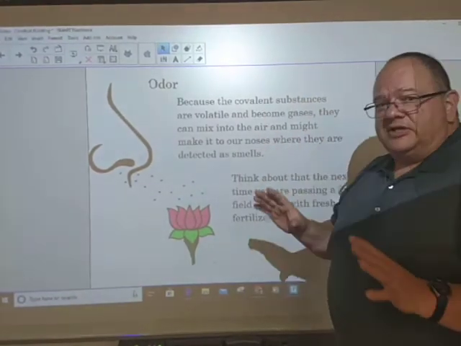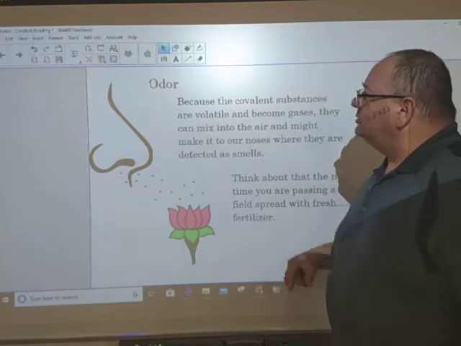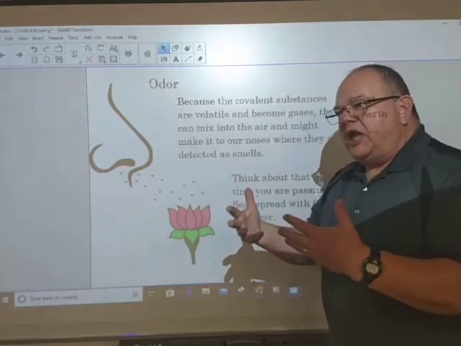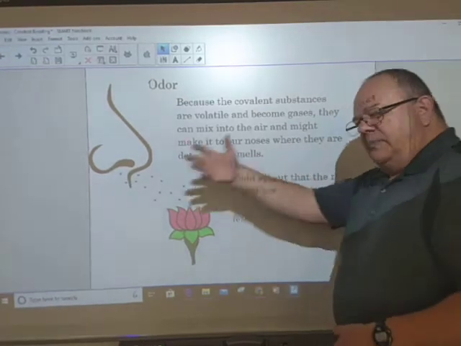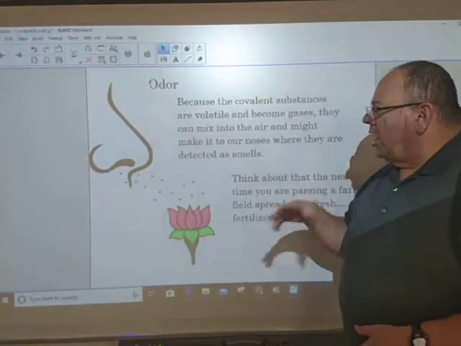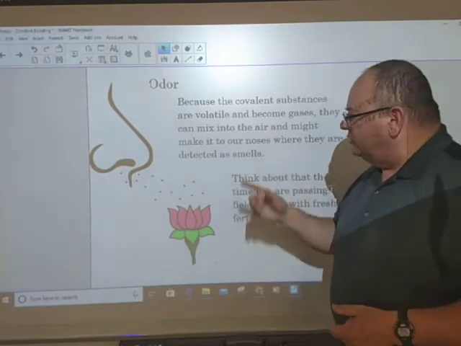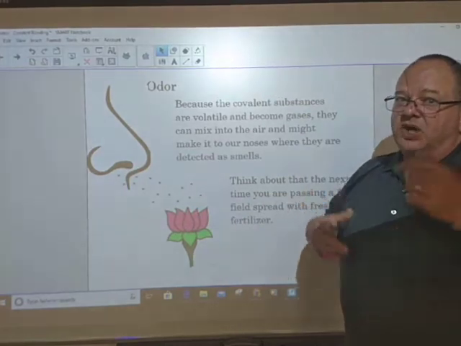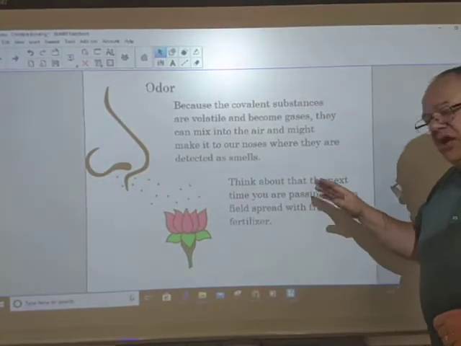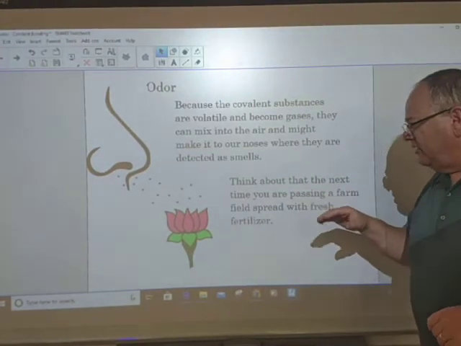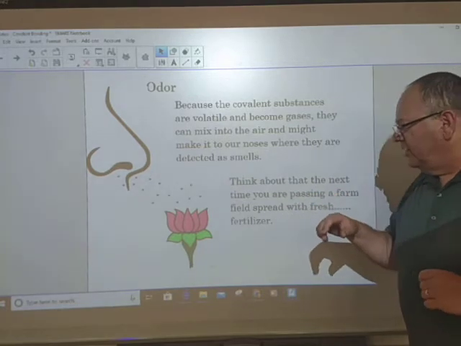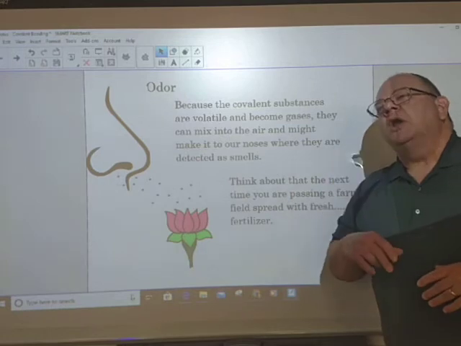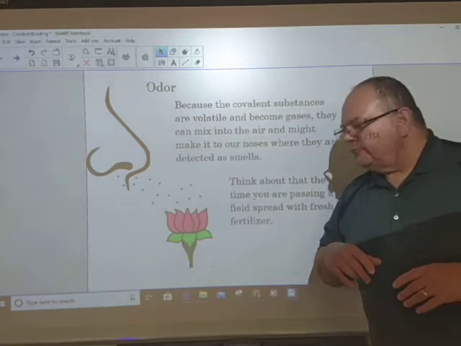So because covalent substances are volatile, that means they become gases easily, they mix with the air, and some of those molecules may get to our nose. And we detect some of those molecules as smells. Now, it could be a nice smell, but I'll let you think about this. You know, when you're driving by that farm field that's spread with fresh fertilizer, ah, fresh dairy air, right?